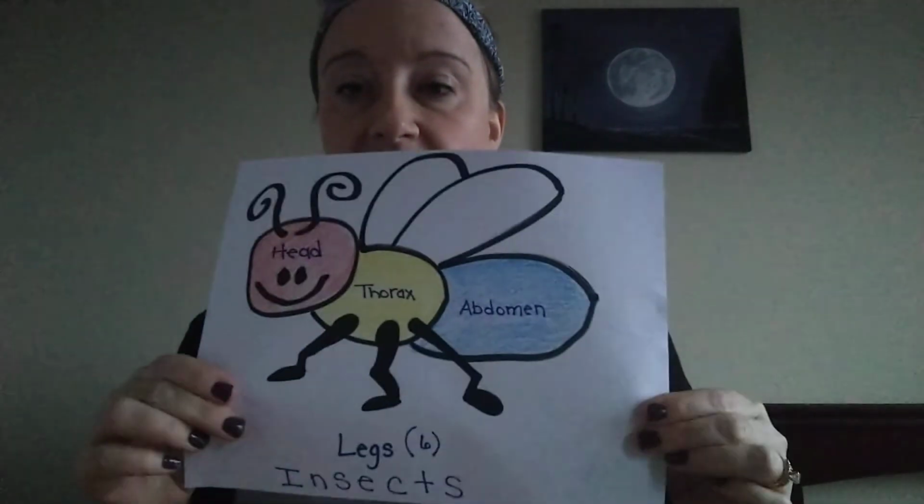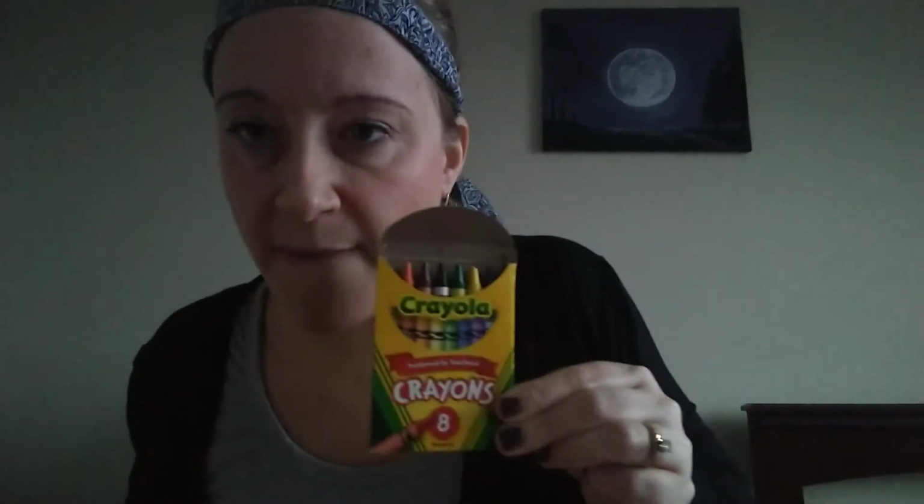I hope you enjoyed my story, my Pete the Cat story. I know how much you love him. And I wanted to show you one more thing. I made this by drawing this insect. And I used these crayons that came in a box in my mail. You're going to get the same box in the mail if you haven't yet.